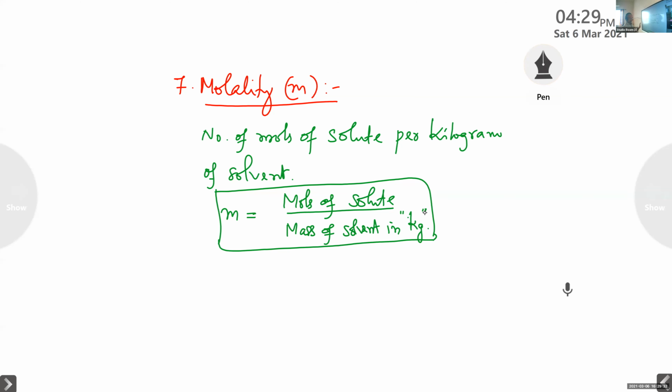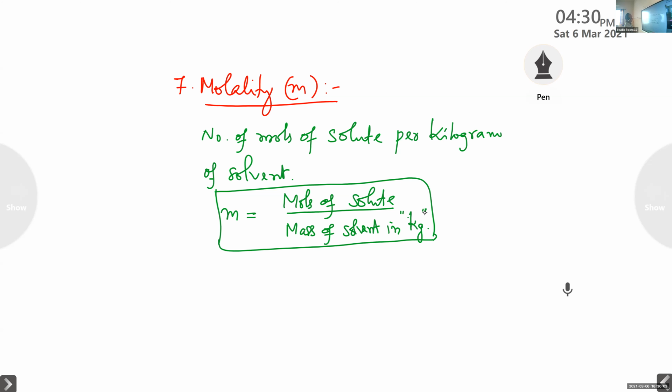Except for the volume concentrations, all are mass concentration terms. So the mass concentration terms like molality, mass percentage, and mole fraction are all independent of temperature, because there is no volume term involved.